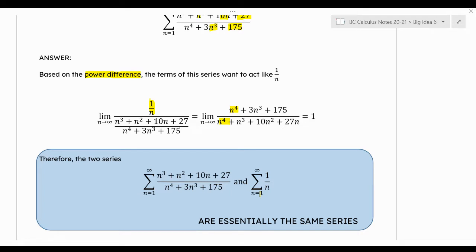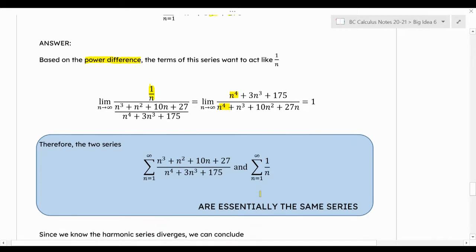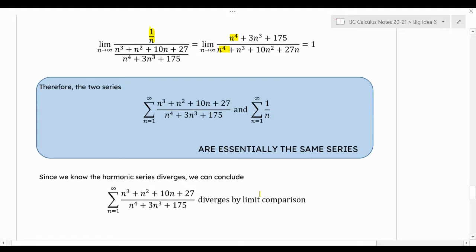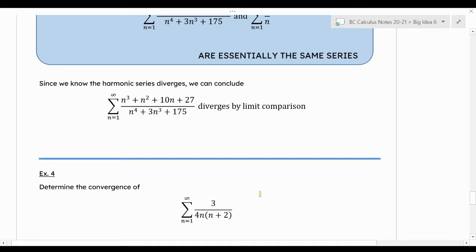So what do you know now? Well, because you know that the harmonic series diverges, you now know that this crazy ugly series also diverges by limit comparison. What a wonderful test this is. Wonderful test. All right, well, I got another one for you here.